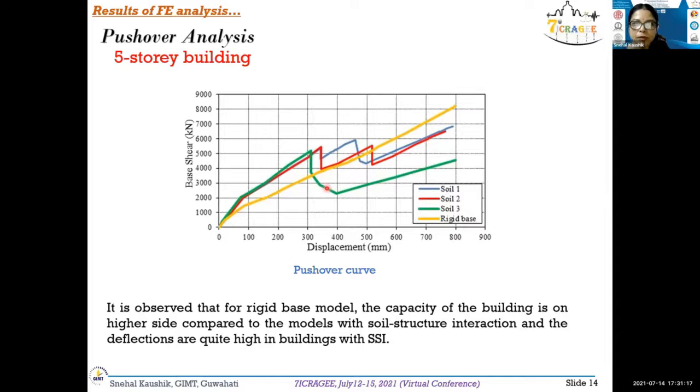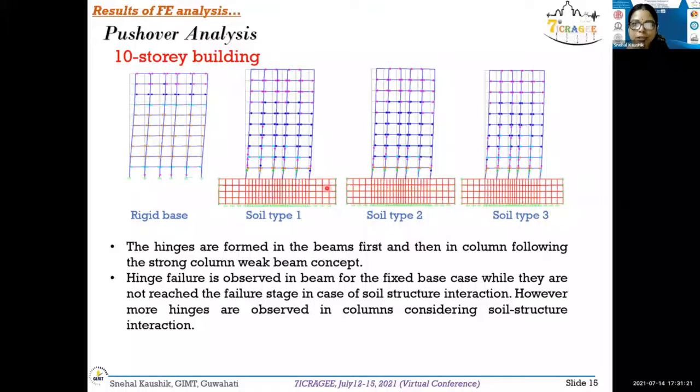Similarly for the 10-story building, the hinges are formed in the beam first and then the column. Here we have kept the strong column weak beam concept, so we are observing the same type of effect. We are getting the hinges in the beam first, and hinge failure is observed in the beam for the fixed base case, while they have not reached the failure stage in the case of soil structure interaction.